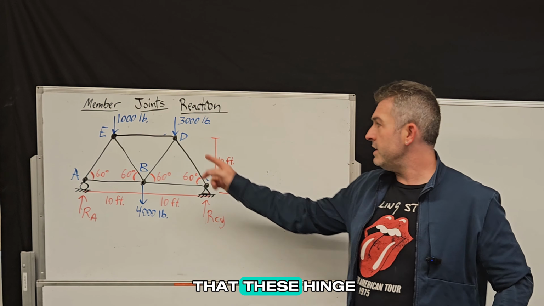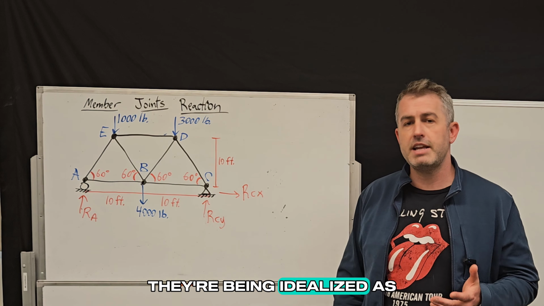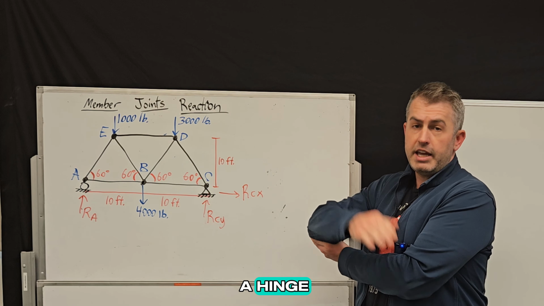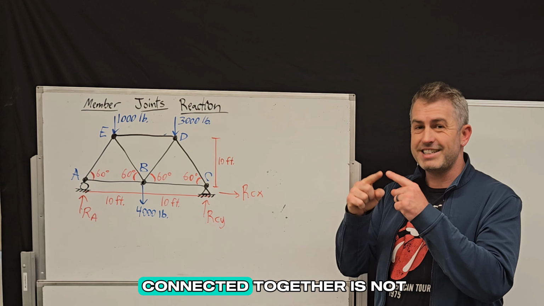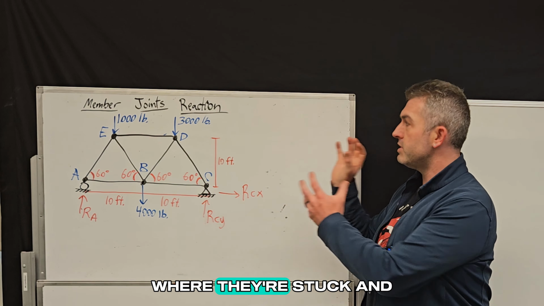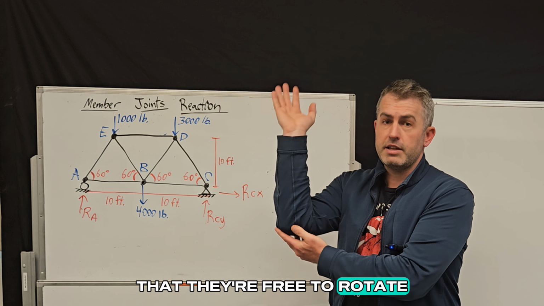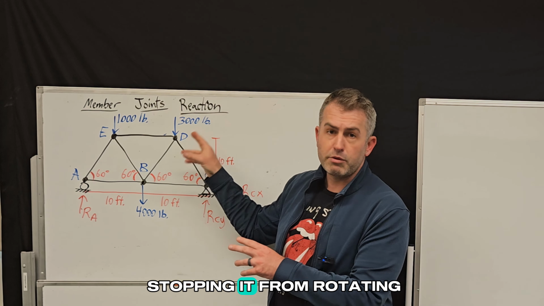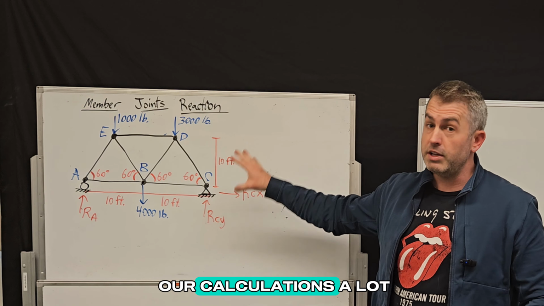The third assumption is that these joints, so joints A, B, C, D, and E, are being idealized as frictionless hinges. So just like we said that the pin connection at point C is a hinge, we're saying the same thing about all of these joints, that the way that they're connected together is not rigid, like a good bolting job or a good welding job where they're stuck and there's no rotation. We're assuming the opposite, that they're free to rotate, that this is sort of a hinge connection. They're all coming together sort of like a door hinge. And the only thing stopping it from rotating there is all these members holding everything in place, okay? That's going to simplify our calculations a lot.